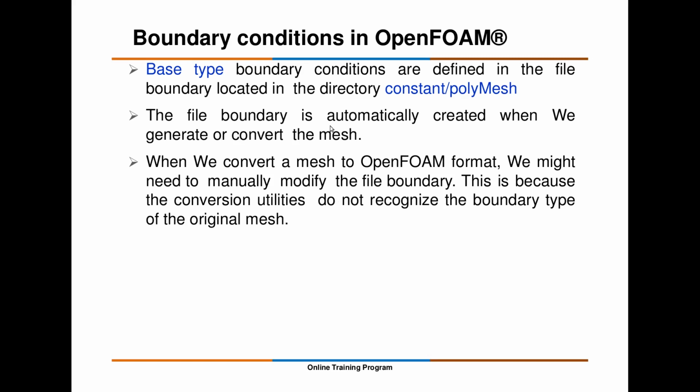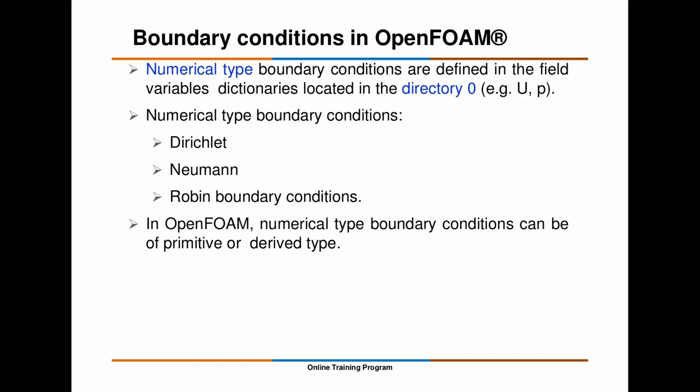Or you can import the mesh with the import utility, like if we create a mesh for Fluent, you can import it as a Fluent mesh, and when you apply that command, you will see an additional file created inside the polyMesh directory. That is the location where you can find the boundary file, and inside the boundary file we look at the base type of conditions. The numerical type of boundary condition you can see in the 0 directory.